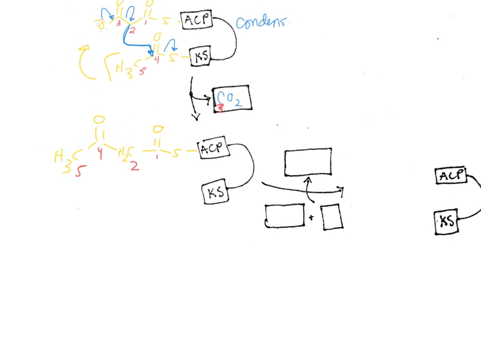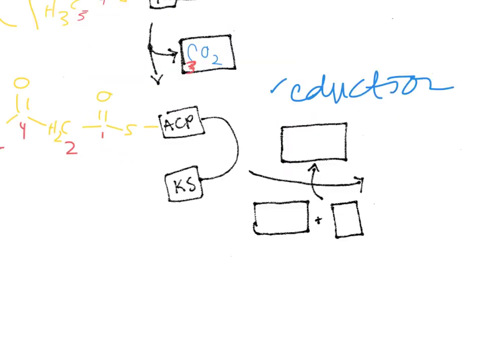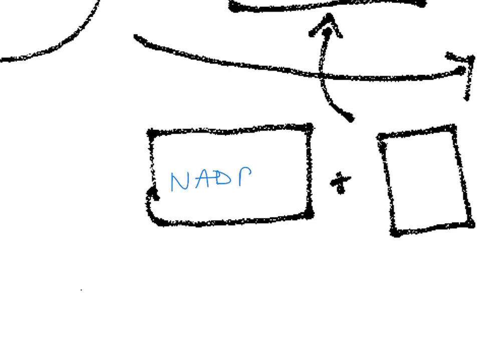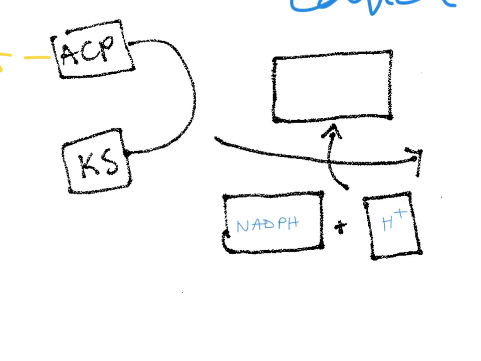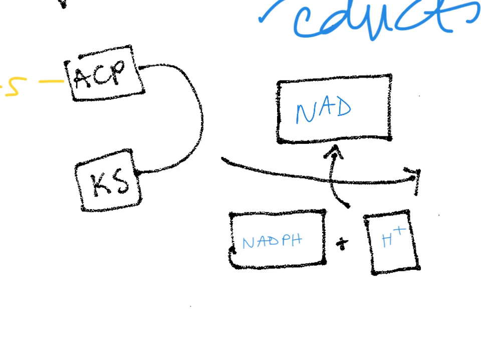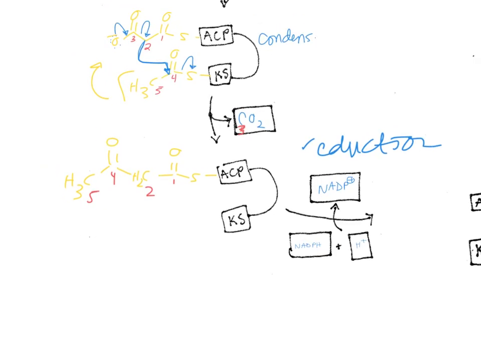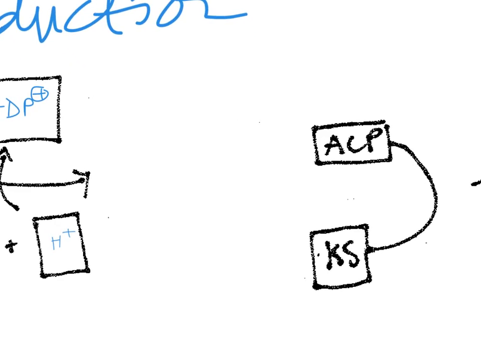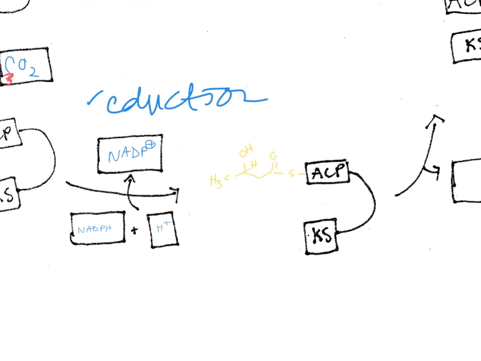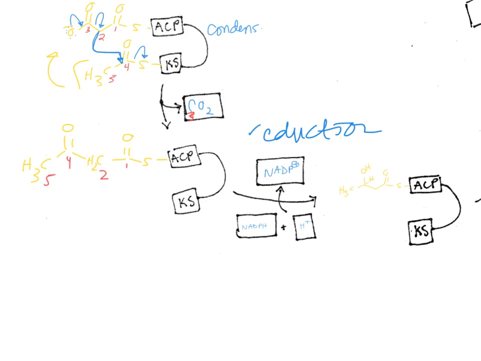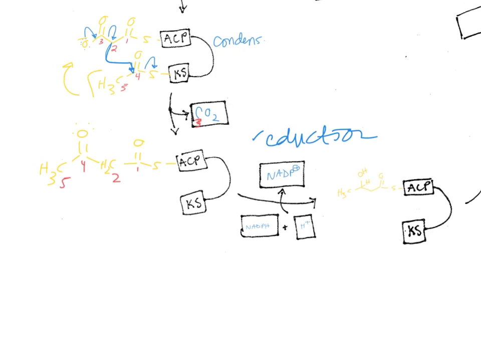Okay, next we have a reduction step, and the electrons here are supplied by NADPH, and of course we need our H+, and that's going to be oxidized to NADP+, as the growing carbon chain is reduced. So we're going to add our electrons here, so S, O, going to get one of the hydrogens there, and the second hydrogen there. So right now we've added the two electrons onto carbon, we added one of the hydrogens onto carbon number 4, and one of the hydrogens onto the oxygen that's attached to carbon number 4. Okay.